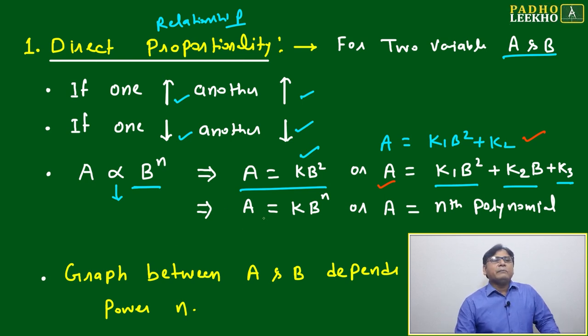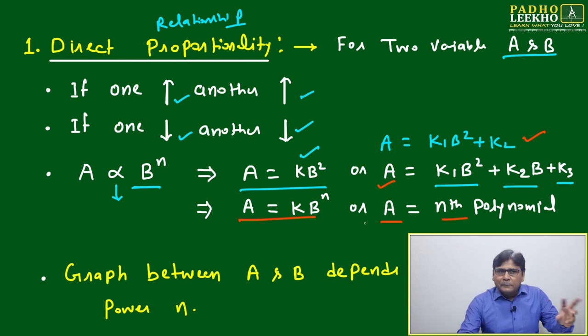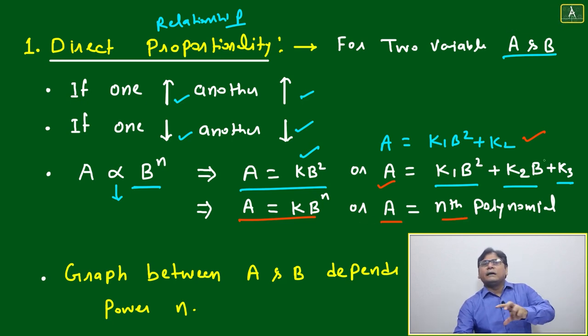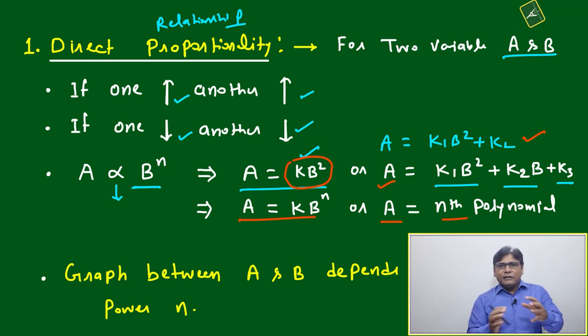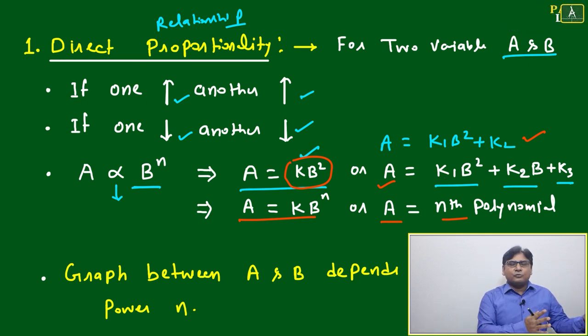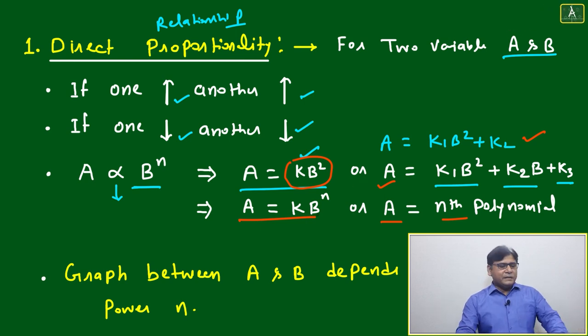Next, suppose A equal to k into b to the power n. Then again, A equal to the nth degree polynomial or something in between. This is your full polynomial. This is your short polynomial, meaning we are only taking the highest power term, and here we are taking all the terms. Either the full polynomial or the short polynomial or anything in between can exist, depending on the condition. Here, all possibilities are open.